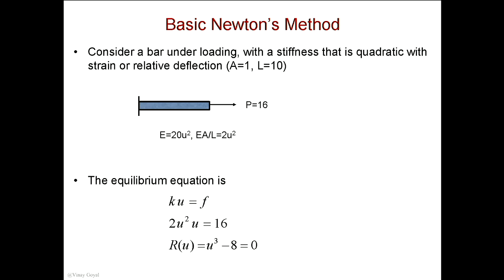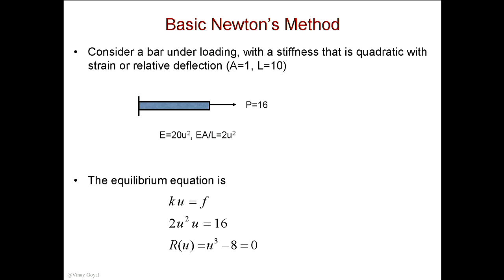So if the deflection is 1 inch, now the modulus is 20. If the deflection is half an inch, then my modulus is now 5. So my modulus now depends on the deflection of the structure. EA over L, where A is 1, L is 10, E is 20 u squared. If you calculate this, you get 2 u squared. Hopefully I did that math correctly. Check it for me. The equilibrium equation for this problem is Ku equals F. K is typically AE over L. In my case, it's 2 u squared. So I have u there, and then F is 16 pounds. So I have 2 u cubed equals 16. You agree? Yeah?